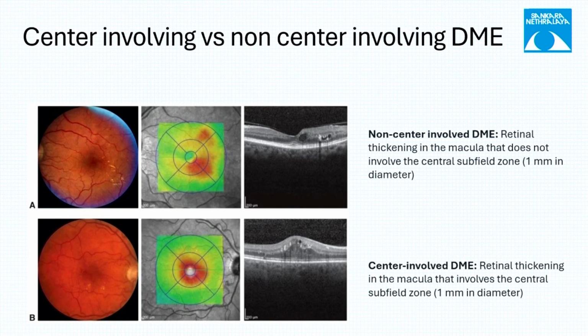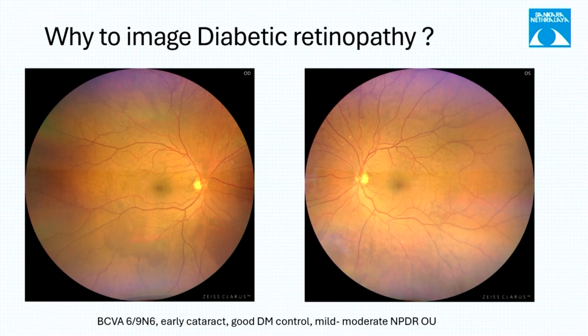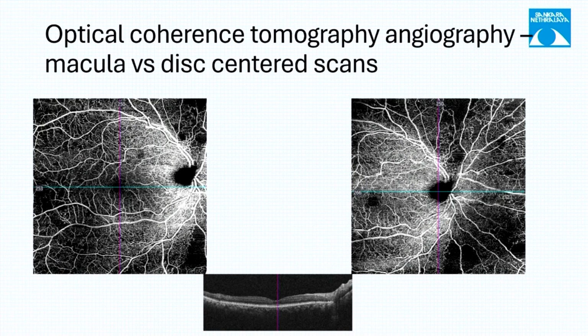And then OCT is also important to classify diabetic macular edema between non-center involved DME and center involved DME. Here the center is the central 1 millimeter subfield. Again, why do you image this patient? This is a patient, again, come for cataract surgery, probably mild to moderate NPDR, well-controlled diabetic. Here I did an OCT angiography, which is non-invasive. There is no need for treatment, but it shows that there's significant ischemia, especially nasal to the optic disc.